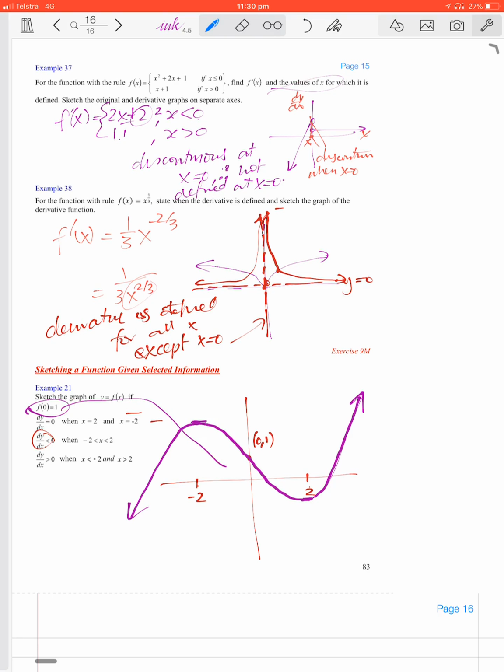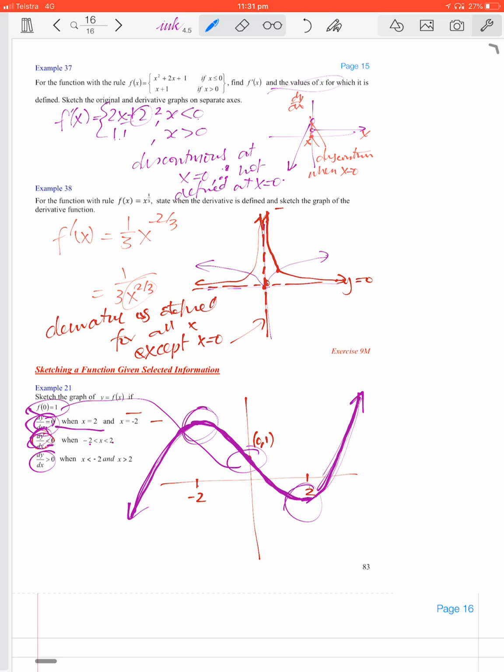Okay, so let's see if everything holds. F of 0 is 1. Yeah, it is. The gradient equals 0. It's a turning point when x equals 2, negative 2. So there it's 0, and at 2. The gradient's negative, because less than 0 is negative, between negative 2 and 2, so there's a negative gradient, sloping downwards. The gradient is positive, sloping upwards, when x is less than negative 2, so there x is less than negative 2, and there.